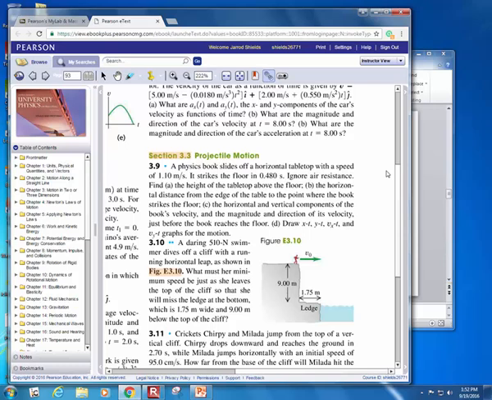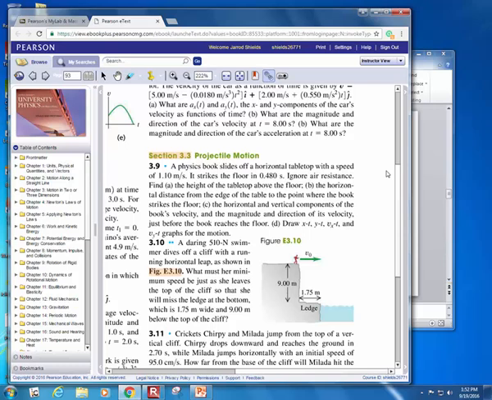Okay? Now, y'all, I'm kind of helping you start this problem. What is my initial y velocity? I mean, just as it comes off the table. I mean, just right there. 0. What is my y acceleration? Always negative 9.8.